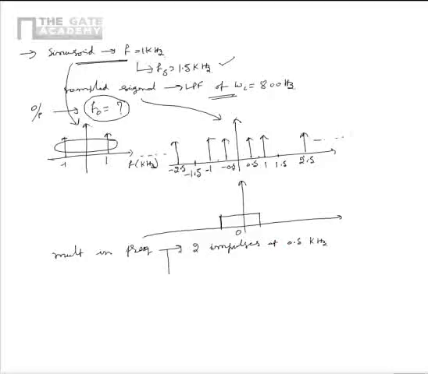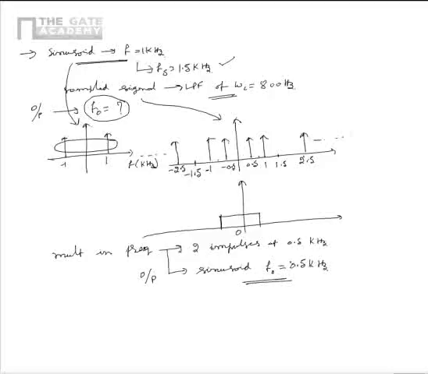From this, we see that the output is a sinusoid of frequency equal to 0.5 kilohertz. So from this we can see that the output of the low pass filter is a sinusoid of frequency 0.5 kilohertz.